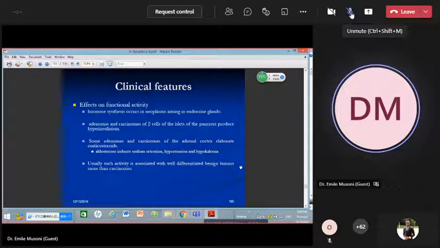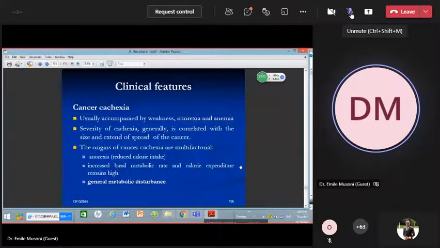Effect on functional activity: hormone synthesis occurs in neoplasms arising in the endocrine glands. Adenoma and carcinoma of beta cells of the pancreatic islets produce hyperinsulinism. Some adenomas and carcinomas of the adrenal cortex elaborate corticosteroid, so aldosterone induces sodium retention, hypertension, and hypokalemia. Usual hormonal activity is associated with well-differentiated tumors more than with carcinomas.